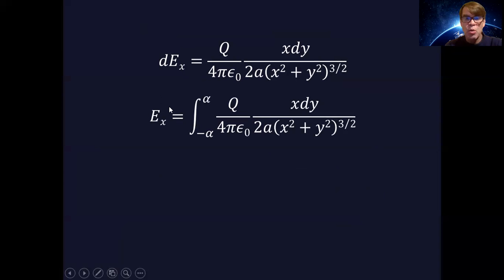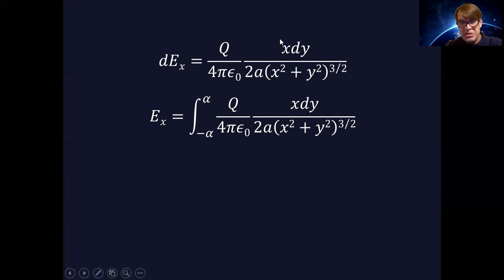Now, if we want to know the total, if you add up all the infinitesimal little field charges of the line, you add them all up, that's going to be the integral from negative alpha to alpha of all this stuff. All right. Now's the semi-hard part, or at least almost. We're not quite there yet.